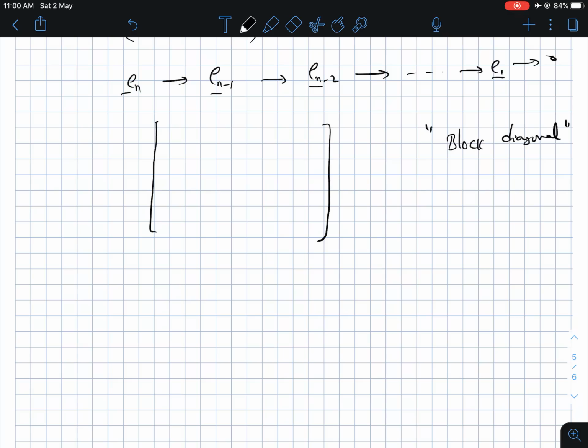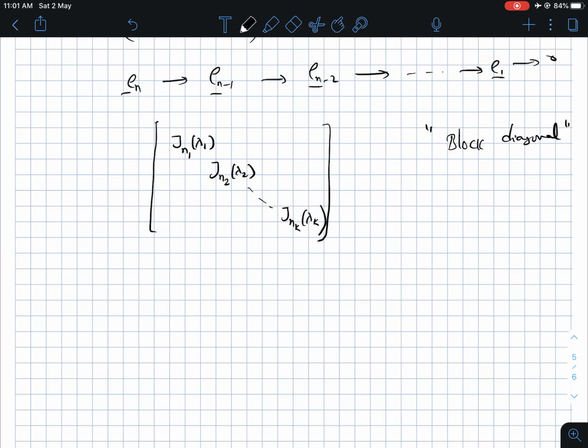We have seen block diagonal matrices in earlier lectures also. And the diagonal blocks are Jordan blocks, so it's going to be like Jn lambda here. So I'll write Jn1 lambda 1, Jn2 lambda 2, and so on, up to Jnk lambda k. This is how I'm going to write it.